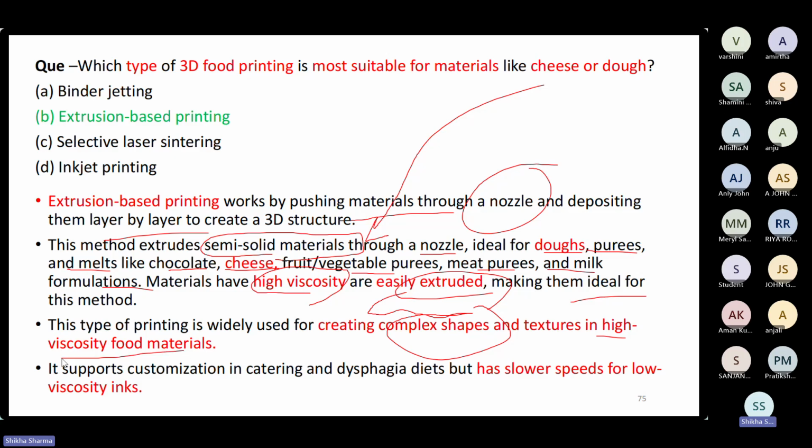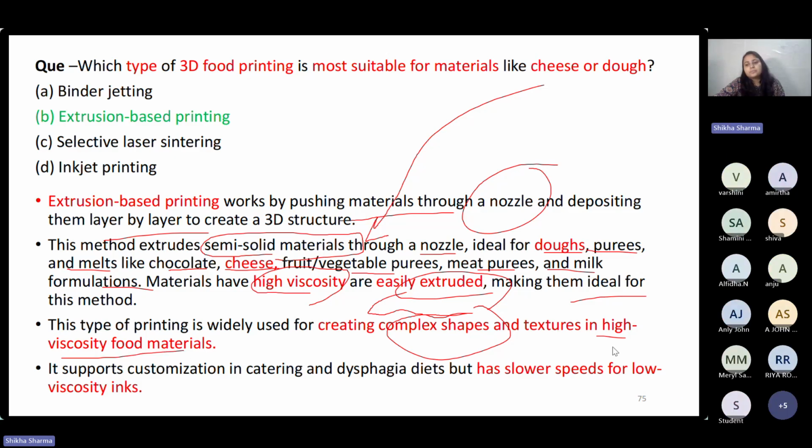So extrusion cannot be used for lipid based products basically, because lipid based products we use in powdered form, but here we are using the high viscosity or semi-solid kind of materials for extrusion based printing. So it supports customization in catering, and it is used for formulation or fortification of certain kinds of diets. It will use all the high viscosity products which are easily extruded, but we cannot use low viscosity inks because the speed will be lower.